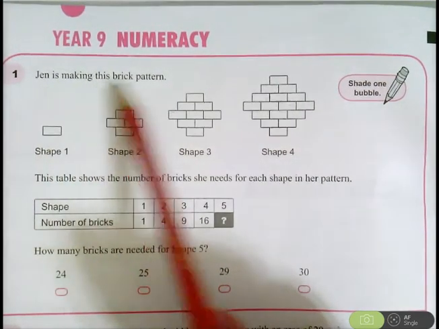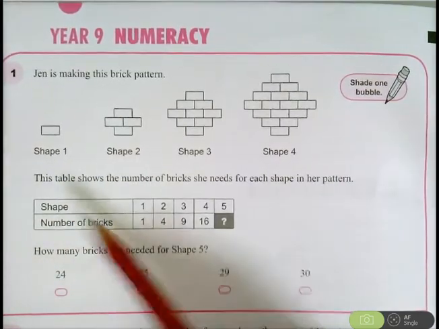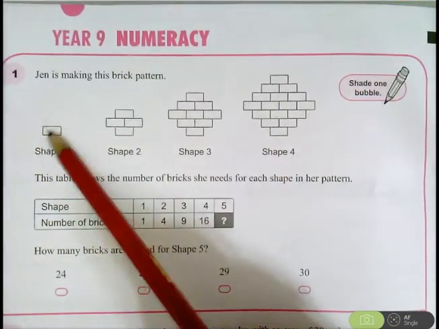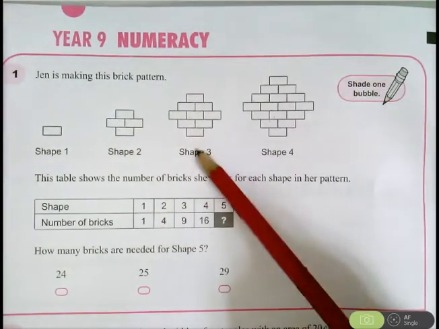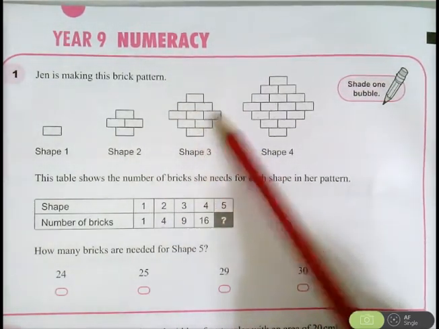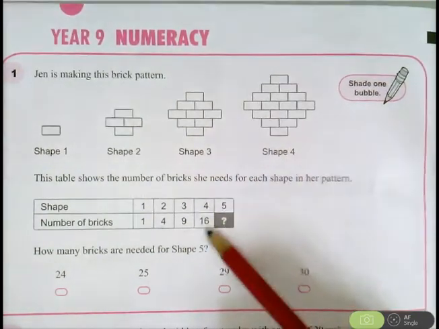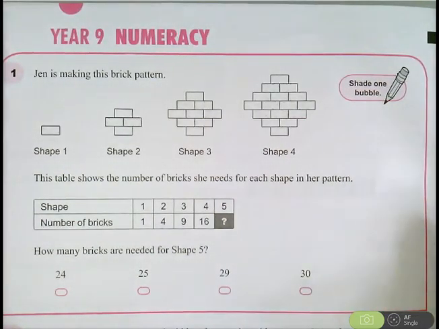Jen is making this brick pattern. Shape 1 has 1 brick. We can see shape 2 has 1, 2, 3, 4 bricks. Shape 3, if you count the bricks, we've got 9 bricks. Shape 4 has 16 bricks. How many bricks are needed for shape 5?